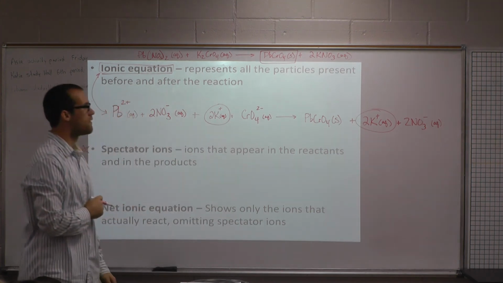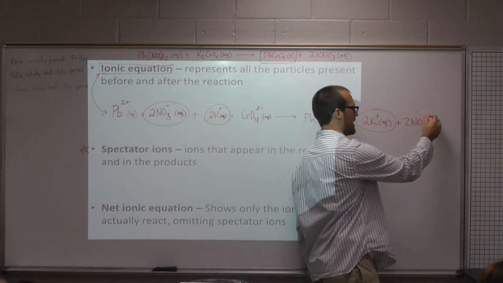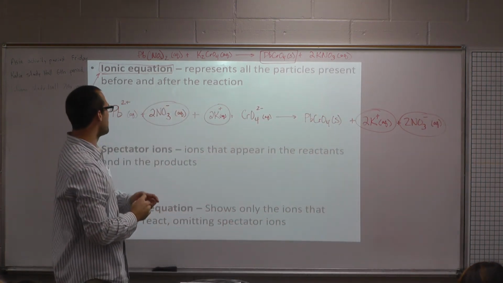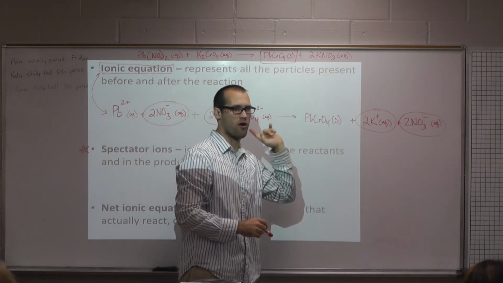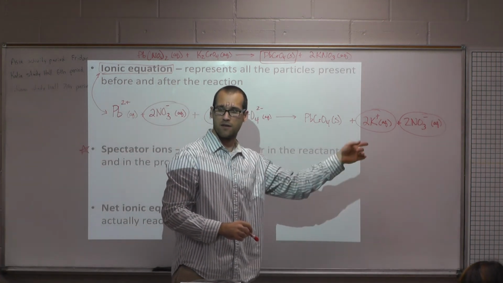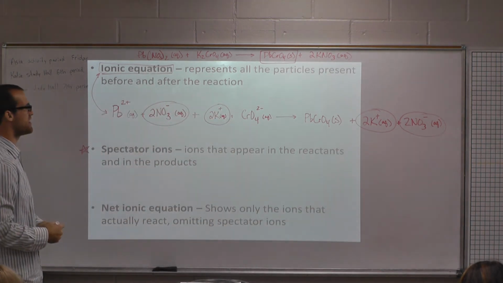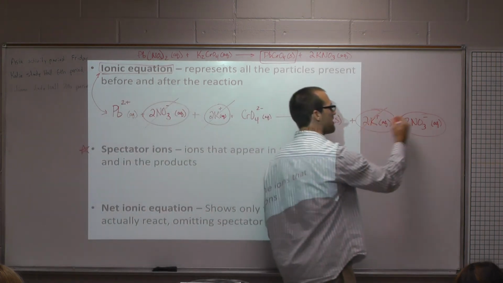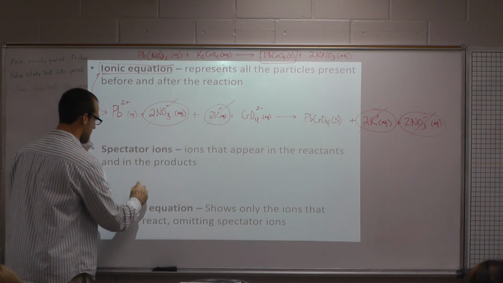What about the 2 K and 2 NO3? Those are your two spectator ions, because are they involved in any reaction? Not really. No, they stayed in the same form in the beginning and the end. They didn't change their form, so did they react? No, okay? Last thing, the net ionic equation is just canceling out your spectator ions because they're not involved in anything, and it's what's left, or your actual reaction.